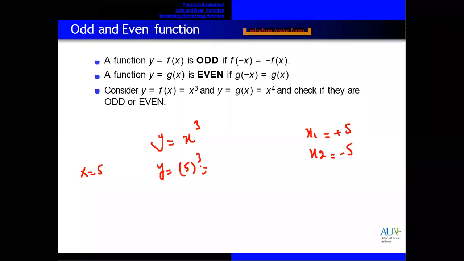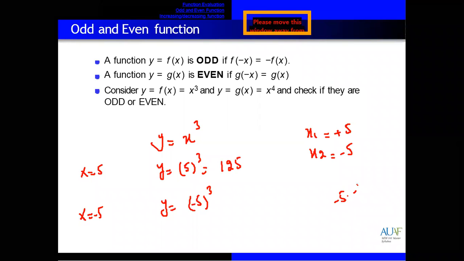No, 125. Yes, 125. So this one equals 125. If we give x equal to minus 5, so y is equal to minus 5 power 3. Minus 5 power 3 means minus 5 multiplied by minus 5 multiplied by minus 5, equal to minus 125. So you can see one is a plus value, the second one is a minus value. So this is an example of an odd function.